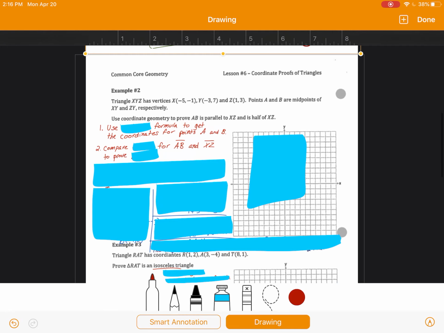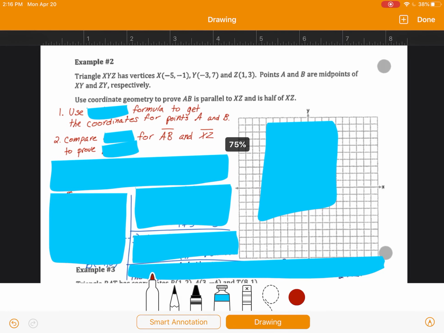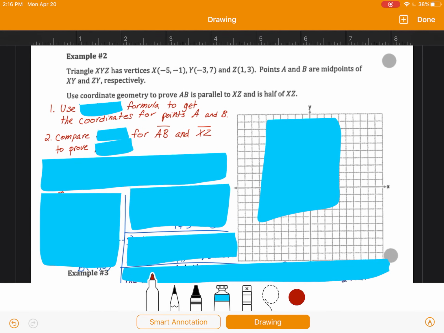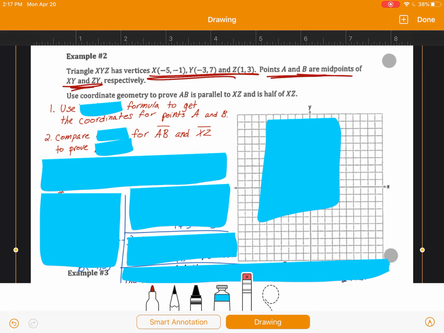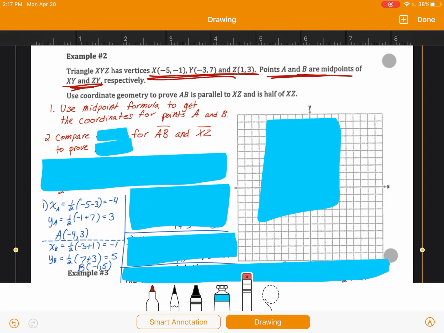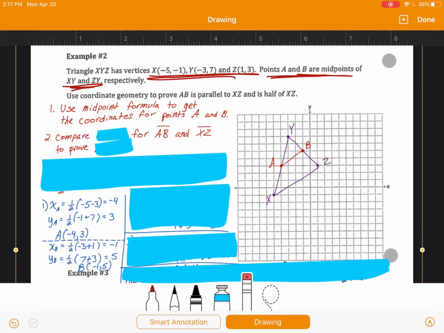All right, we're going to move on to example 2. Example 2 is telling us a whole bunch of stuff. So first, it tells us about these points, and then it says that we have A and B being the midpoints of 2 of the sides. So one way we can find the midpoints is by using the midpoint formula. Okay, so to find A and B, we do the midpoint formula, which is this. And when you graph it, it looks like that.